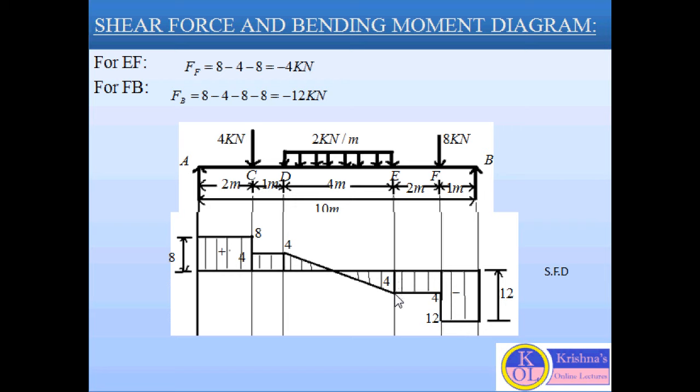Now at point F we have the value of shear force of -4, so it will again continue by the horizontal line up to -4. At point B the shear force is 12, so it will again continue by the vertical line, and then by a horizontal line to mark the value of shear force at point B, 12.